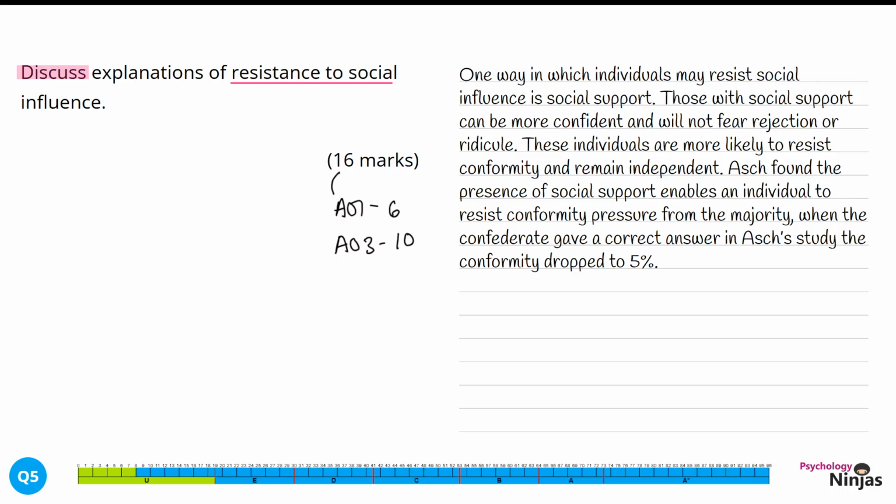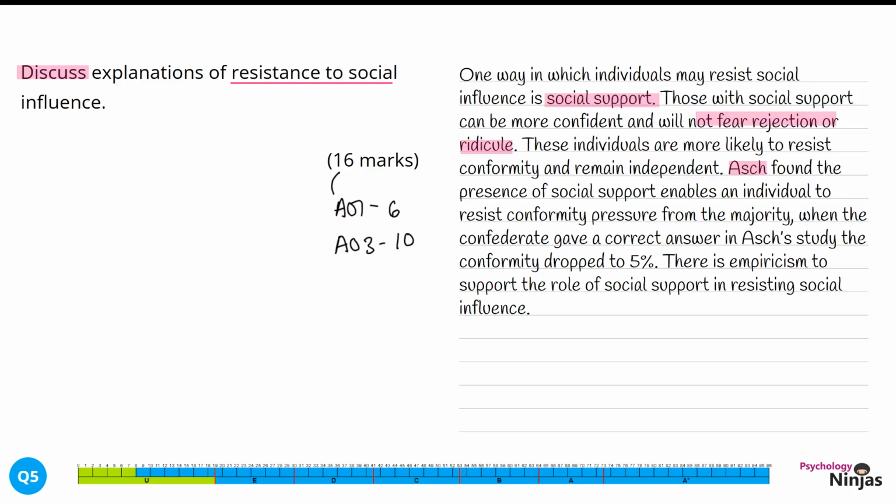We've clearly identified an explanation through identifying social support. We've also said why this would make it more likely that people would resist conformity, as they do not fear rejection or ridicule. Using research from Asch showing how conformity drops with social support has bolstered and given us thorough detail for our explanation. We're then going to move into our evaluation.